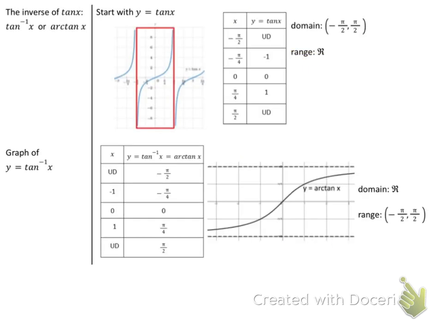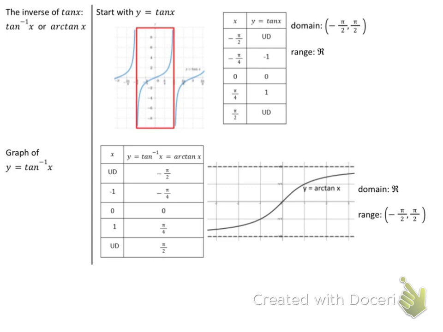Next one, tangent. With tangent, we can hover right around the origin, which is really nice. But if I go past a vertical asymptote, I'm going to start failing the horizontal line test. So right there, we know that there's a vertical asymptote there and a vertical asymptote there. We know that once you go past those, you're going to start duplicating the tangent curve. So we want to stay right within the single regular period.